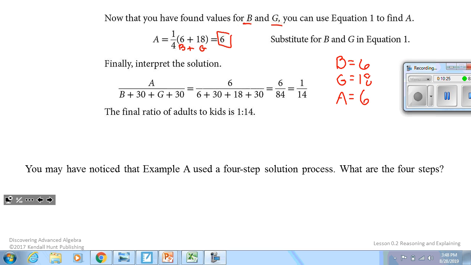And I have adults is 6. Now don't make the same mistake I did and just say, well, the ratio of boys to girls or adults to kids is 6 to 24. I have to look back at that first equation because remember, 30 more girls and 30 more boys entered, right? So if I think about the 30 boys who have entered, the 30 girls who have entered, I have adults, which is 6, and then I have 6 boys plus the other 30, 18 girls plus the other 30. It's going to give me 6 to 84. If I simplify that, I'm going to get 1 to 14. So the final ratio of adults to kids is 1 to 14.